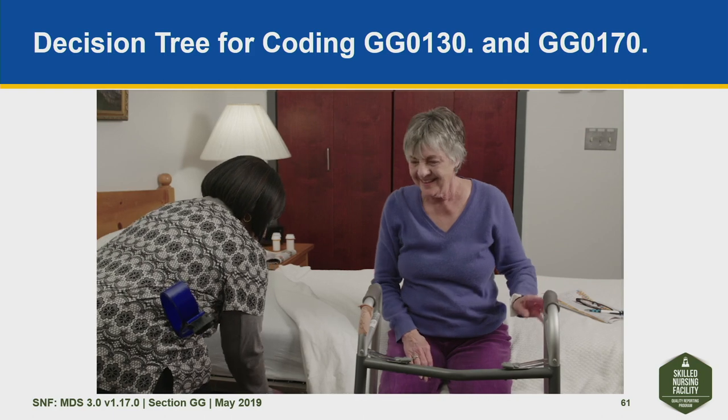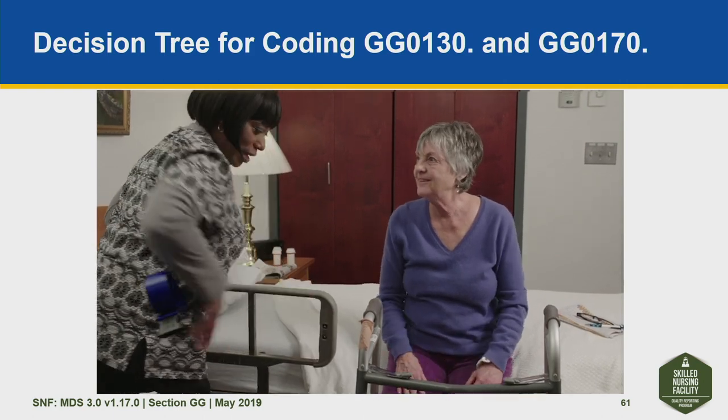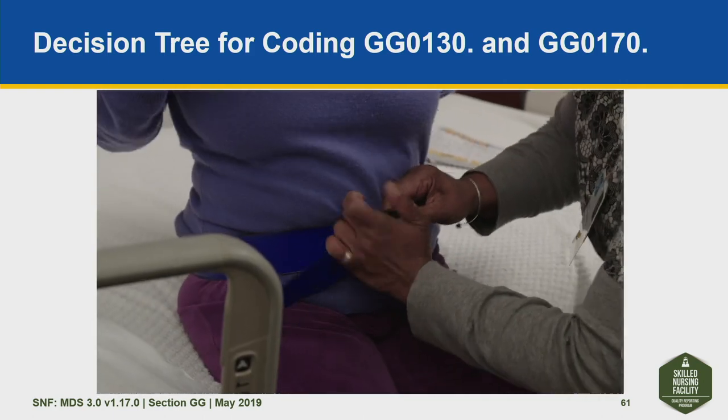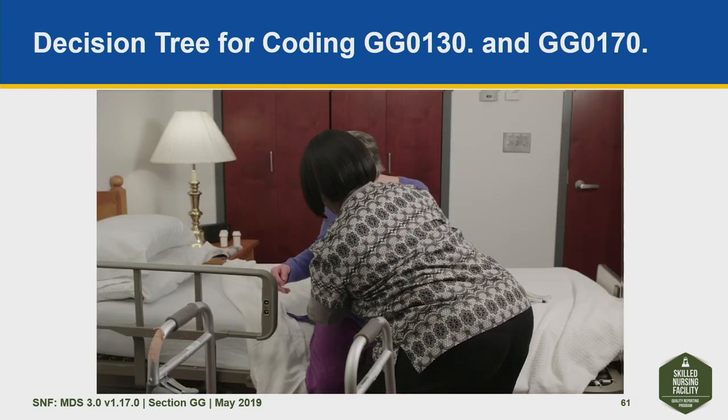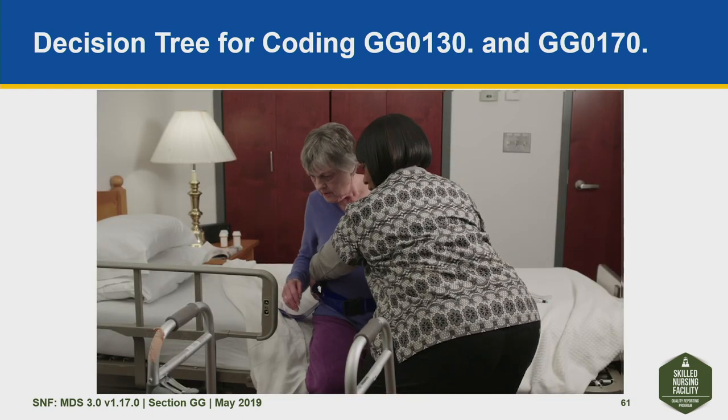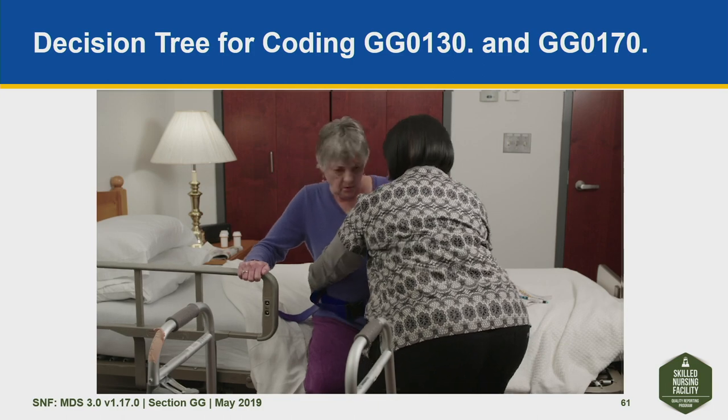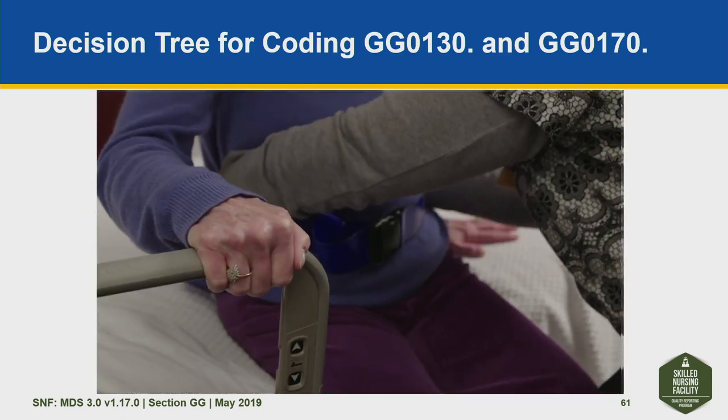Hey, Mrs. Jones. Oh, good morning. A helper raises the bed rail, secures a gait belt around her waist, and provides instructions regarding the transfer. One hand on the rail. You're going to put one hand on the bed. We're going to go on the count of three, all right?